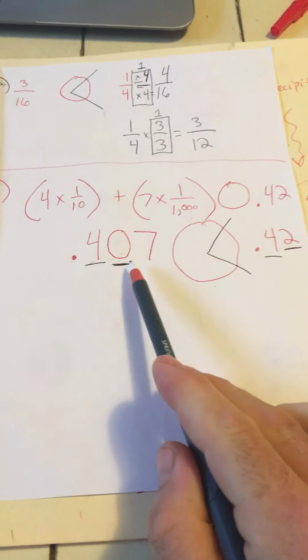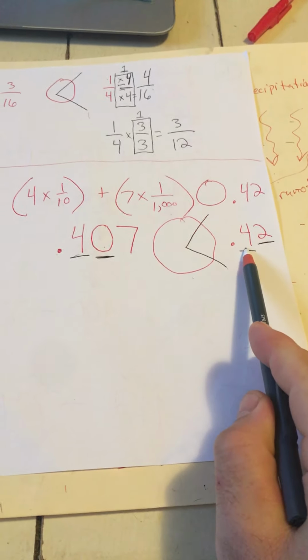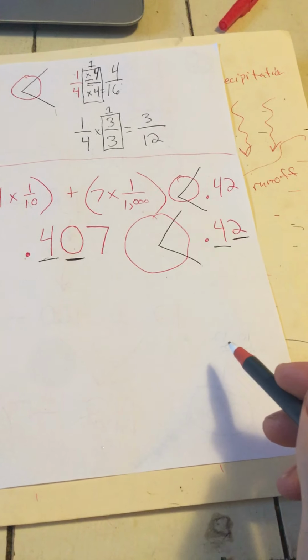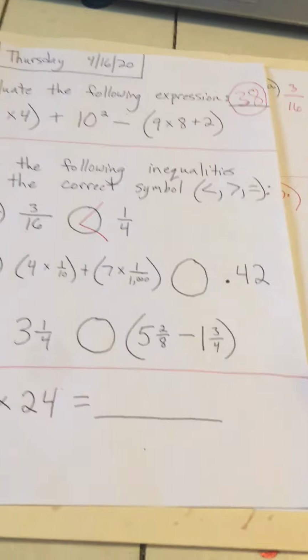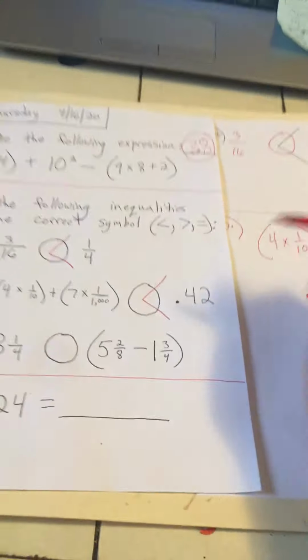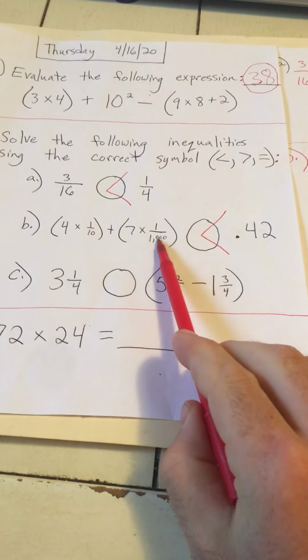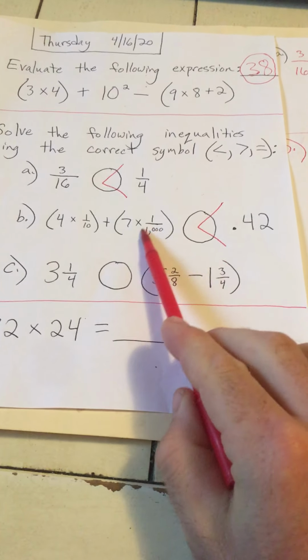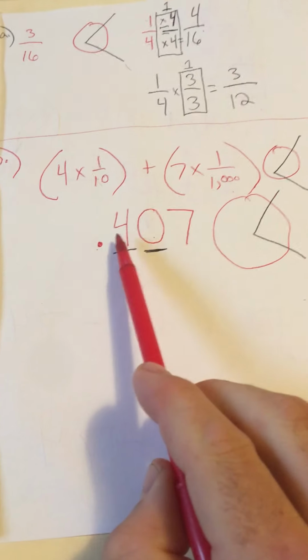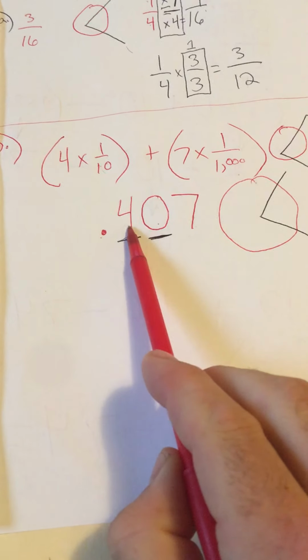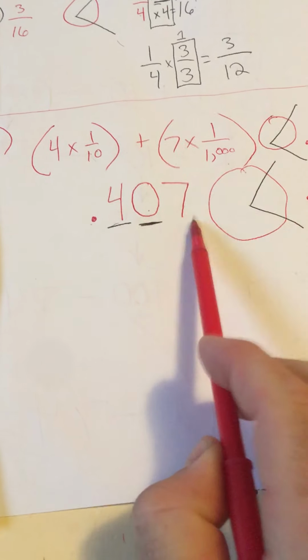So 2 hundredths is more than 0 hundredths. So 0.407 is less than 0.42. Or 4 times 1/10 plus 7 times 1/1000th is less than 42 hundredths. So the answer to this one is less than. And most likely the mistake you made is you put that in the wrong place. That's the thousandths place, so it needs to go 3 places after the decimal point. The tenths, the hundredths, it has to be in the thousandths place.